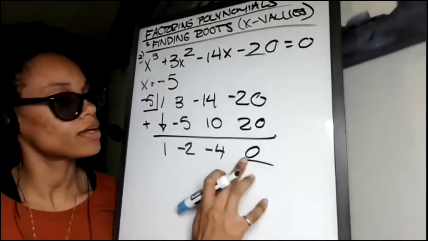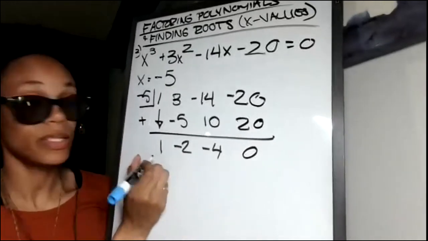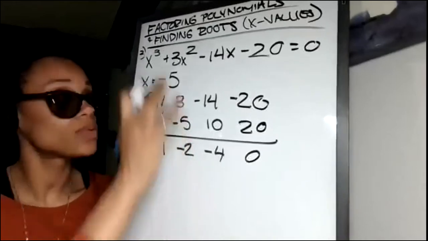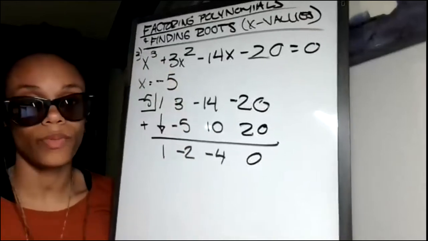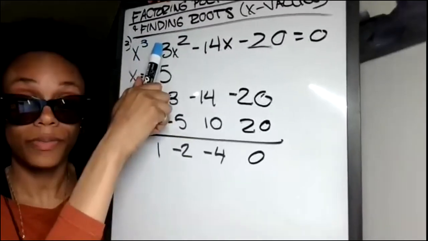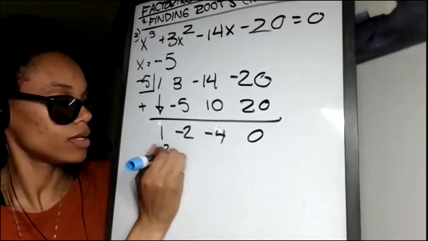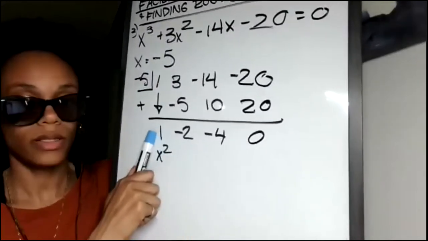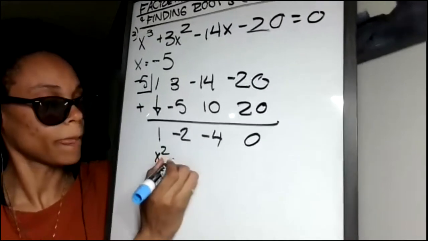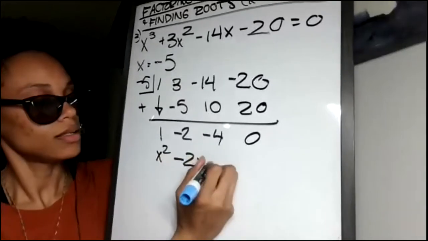Or better yet, let me rewind and tell you what each of these numbers are exactly. So these are just the coefficients of your new polynomial. And you're starting with your terms 1 degree less than the polynomial you began with. So we started with x cubed. This polynomial will start with x squared, 1 degree less. And these are the coefficients of these terms. So this is 1x squared. We don't need to write the 1. This is -2x, 1 degree less. And this is -4.